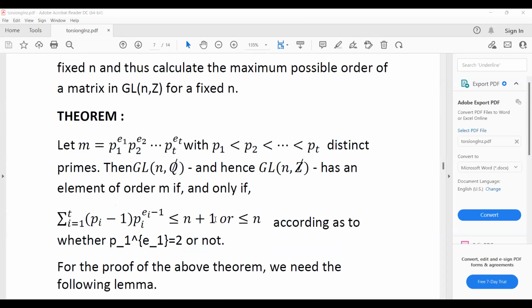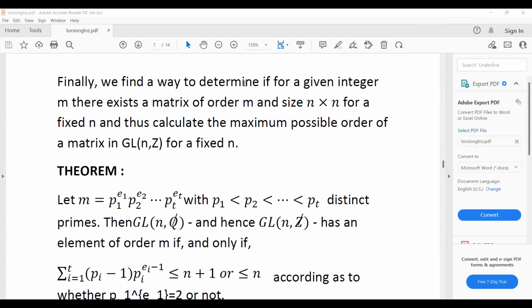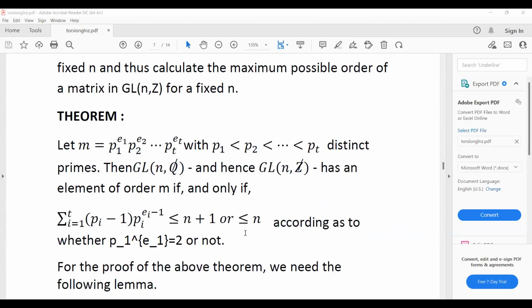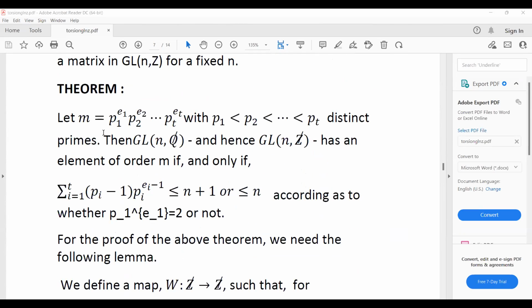What I want to say is that we want to find a way to determine, for a given integer m, whether there exists an n cross n matrix of order m. So here is the theorem, which depends on its prime decomposition actually. Take a number m. You want to know when there is a matrix of order m in GL_n(Z), or the same thing in GL_n(Q), because you know that finite subgroups are conjugate here. So break your m into prime powers and write the primes in increasing order like this.